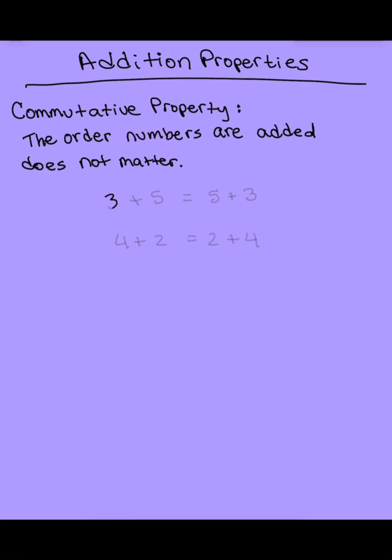So if you had 3 plus 5, that's the same as 5 plus 3. If you had 4 plus 2, that's the same as 2 plus 4. So you can switch the ordering of the numbers being added and you still get the same answer.